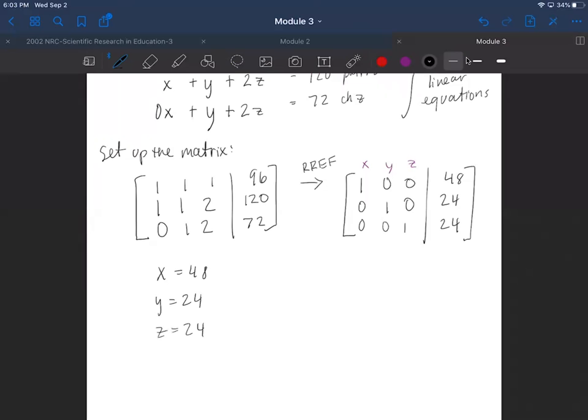And now, what do these variables represent, and what do the numerical values represent? 48 represents the amount of buns we're going to use. Y represents the number of patties we'll use out of the total. And then Z represents the amount of cheese slices. Okay? And we're done.